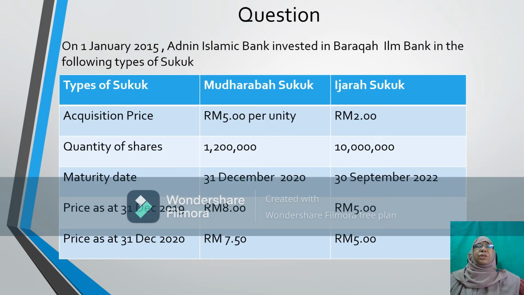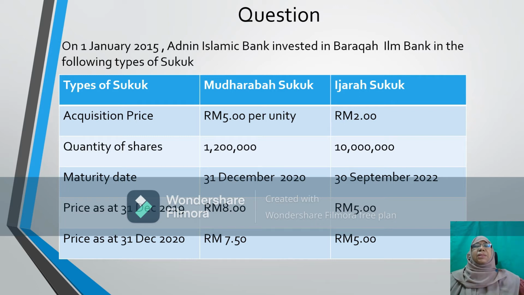Let us use a question to illustrate the manner in which recognition, measurement, remeasurement, and accounting for sukuk will be recorded. This is an example of Adenin Islamic Bank, which makes an investment in Barakah Ilm Bank for two types of sukuk. One is mudarabah sukuk, the other one is ijarah sukuk. And this is the detail for the investment: acquisition price, quantity of shares, maturity date. The acquisition price is 5 ringgit for mudarabah sukuk, and for ijarah sukuk is 2 ringgit. The maturity for the mudarabah is at 31st December 2020, whereas ijarah sukuk is at 30th September 2022. And there are various prices given.